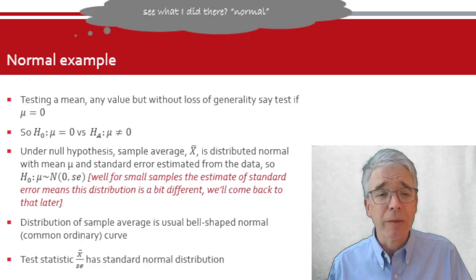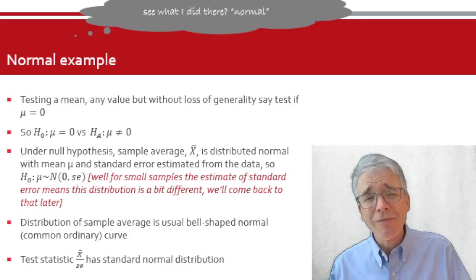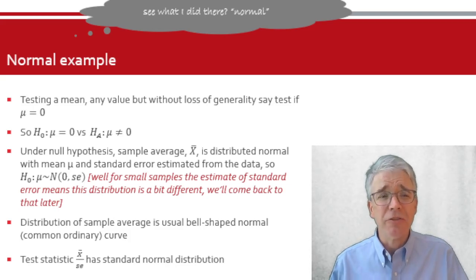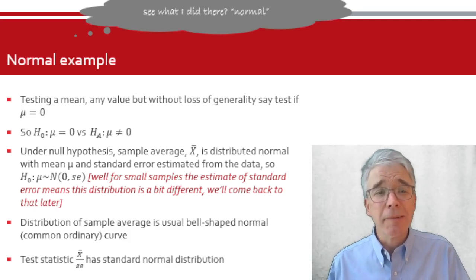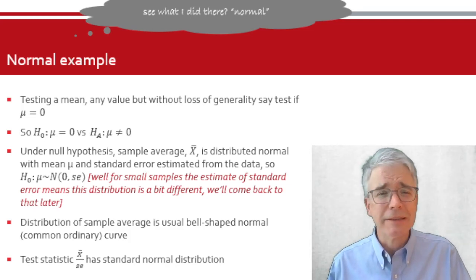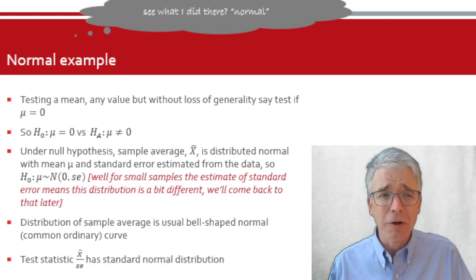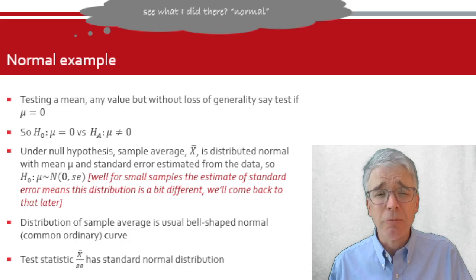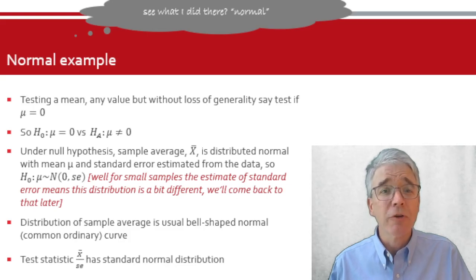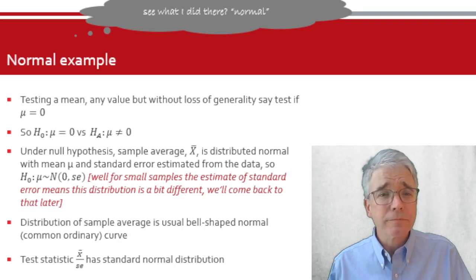Let's take a normal example. Often we form a hypothesis test about a mean. Although we can take any value of the mean, without loss of generality, we'll often test against the null hypothesis that the mean is 0. Commonly, the null hypothesis is, well, nothing there. We would say the null hypothesis, H naught, is the value mu equals 0, versus HA, the alternative hypothesis, mu is not 0.